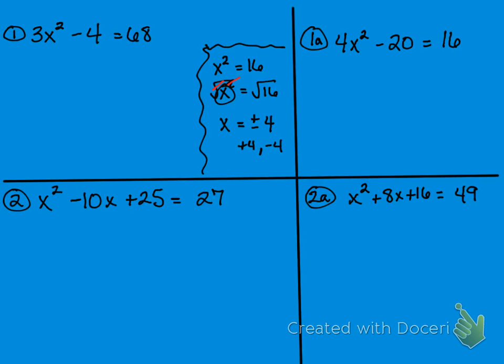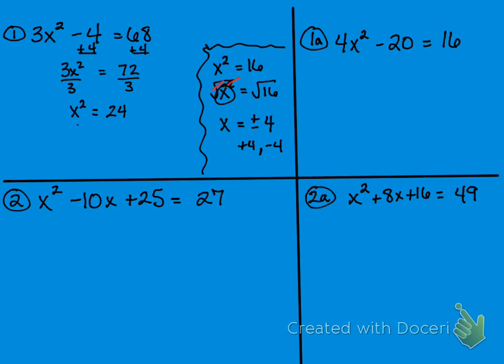So on number 1, the first step in getting x squared equals a number is I need to add 4 to both sides. I get 3x squared is equal to 72. To get x squared by itself, we can divide by 3. I get that x squared is equal to what 3 goes into 72. Let me double check on my calculator. 72 divided by 3 is 24, excuse me.